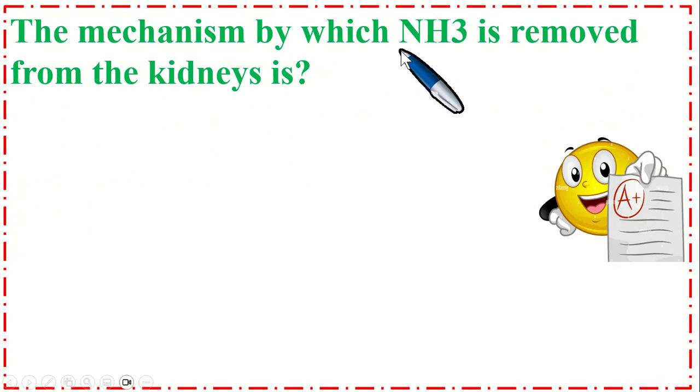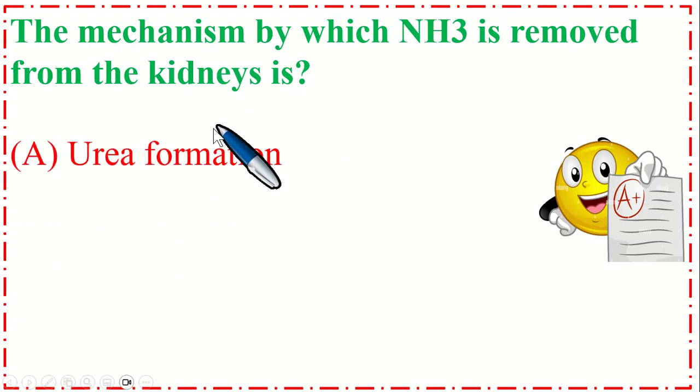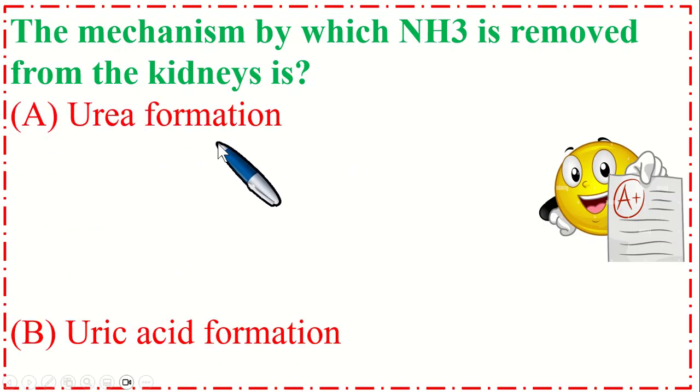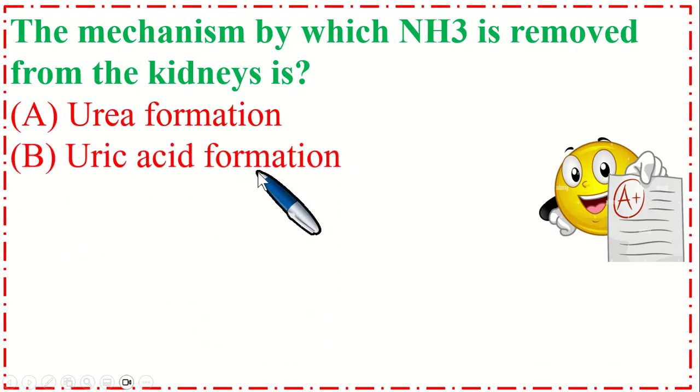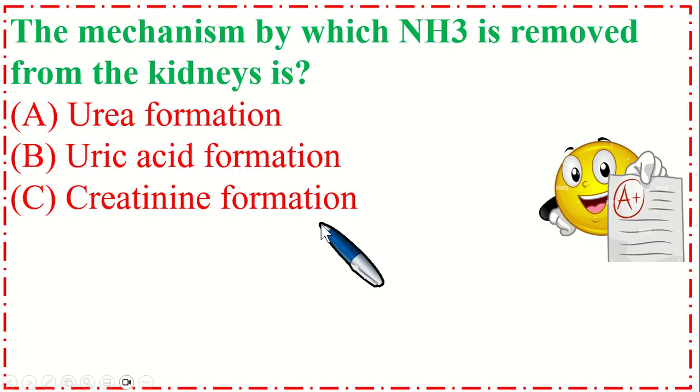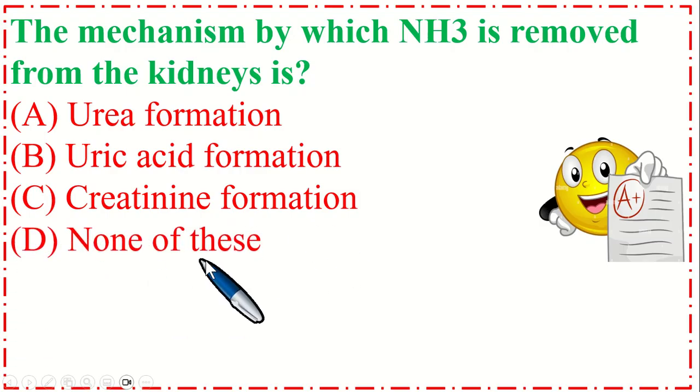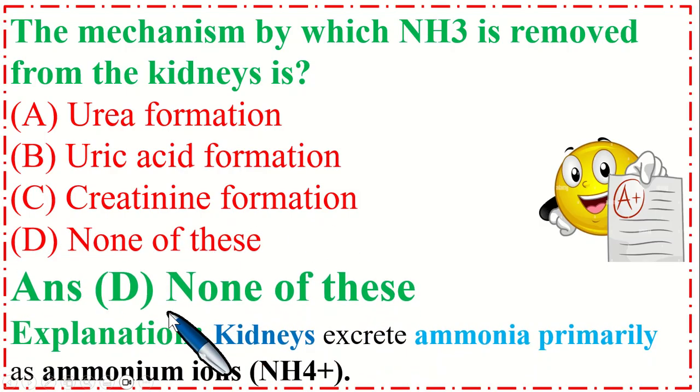The mechanism by which NH3 is removed from the kidney is option A urea formation, B uric acid formation, C creatinine formation and option D none of these. So the correct option is D none of these. Kidneys excrete ammonia primarily as ammonium ion.